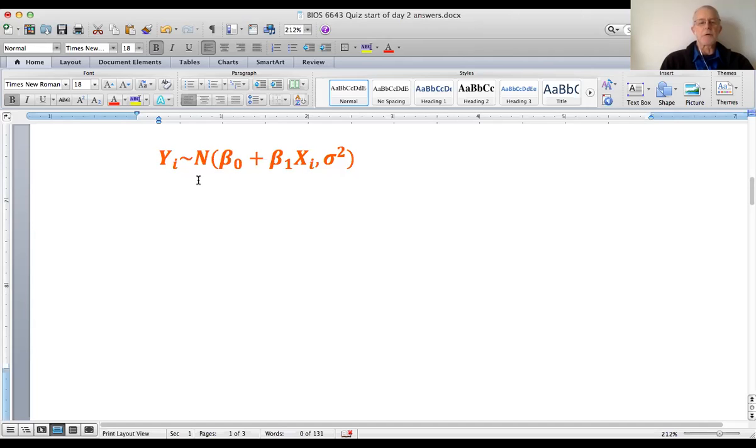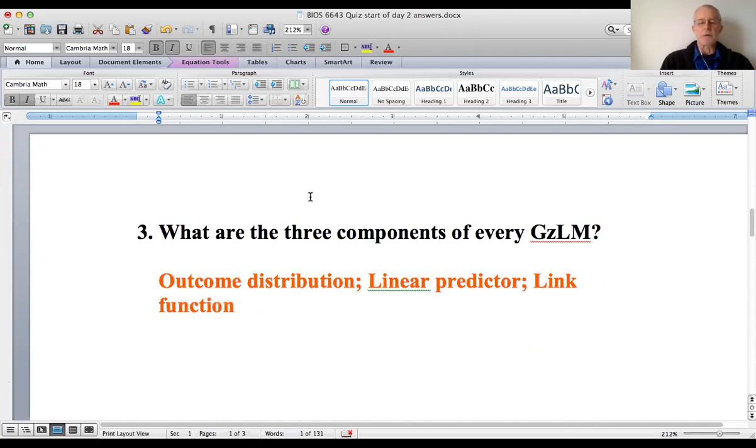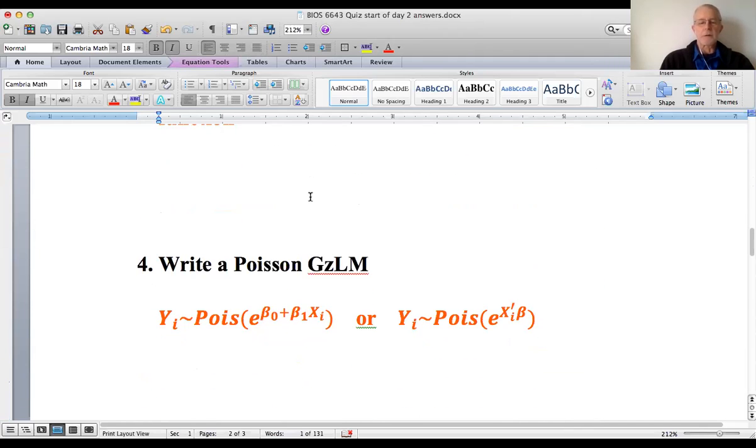You change the normal to Poisson, which gives you count observations. But then you have to make sure the mean of the Poisson is non-negative or positive. So one nice way to do that is to exponentiate the linear predictor. And Poisson only has one parameter, so we wouldn't have a sigma squared there. Okay, so there you go. Y, and again, the key is it's not y equals, it's y is distributed as Poisson with mean e to the x prime beta.